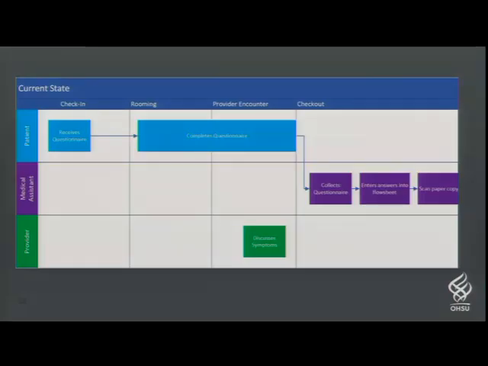So here's a swim lane diagram of what the workflow is like. The patient checks in, they receive the questionnaire, and because of the length, it took them pretty much the entire encounter to complete it. They would then give this form to the MA. The MA would enter the answers into a flow sheet. They'd scan the paper copy, and none of this information was actually relayed to the provider.